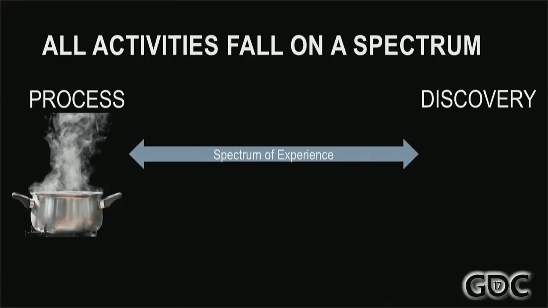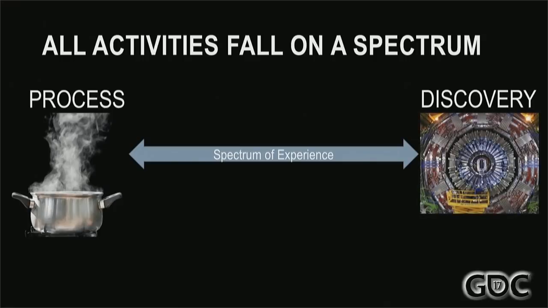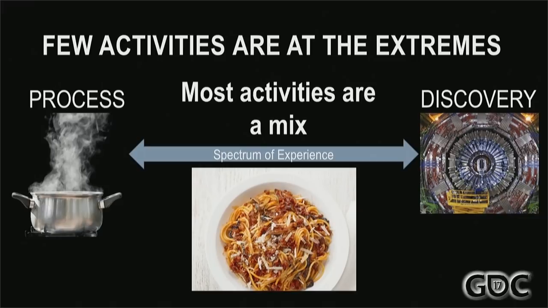At the other end of the spectrum, you have discovery. You have the Large Hadron Collider, the cutting edge of physics, the unknown, the unknowable. But there's a few things to recognize about this spectrum. First of all, there are very few extremes. Most activities are a mix of process and discovery. There are very few things that are pure process, and even fewer things that are pure 100% discovery. For example, cooking. Lots of process around cooking, boiling water, basic combinations of ingredients, but there's also a lot of room for experimentation and discovery.